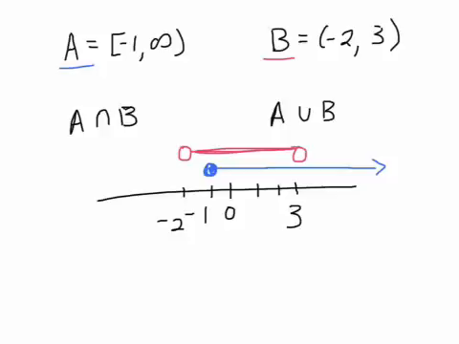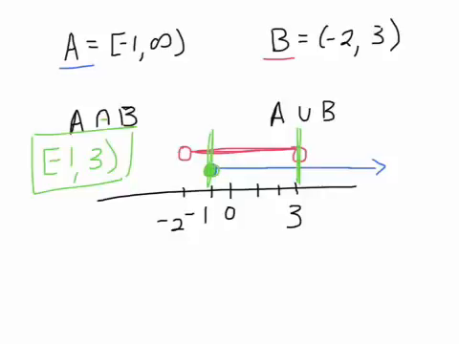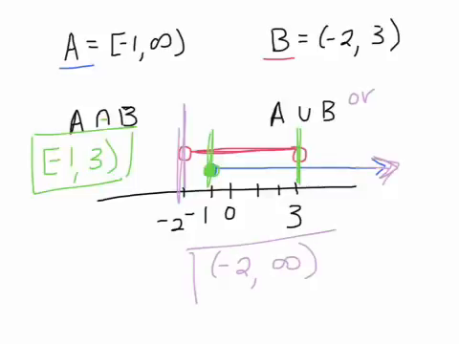So A and B, so the overlaps, they overlap from here to here. So the interval or set notation will go from -1 to 3. At -1, I close it off because it's closed here. And at 3, it's open. The next one, A union B, which means or. So the furthest to the left is -2. And the furthest to the right keeps going and going and going in the positive direction. So there's my solution.